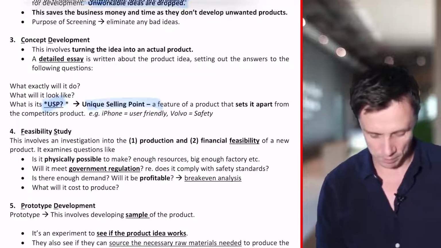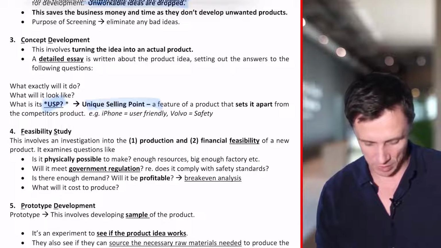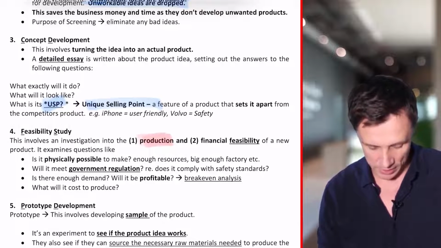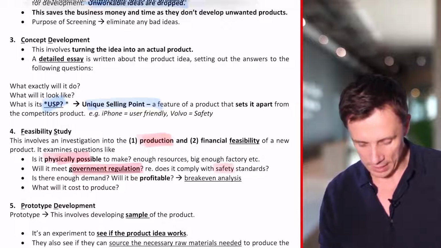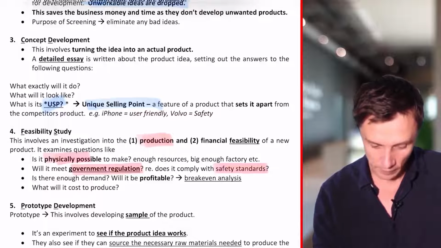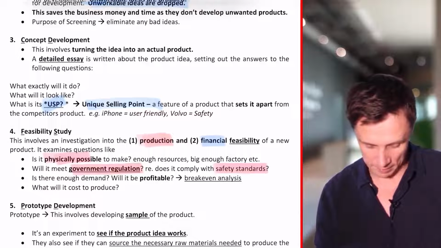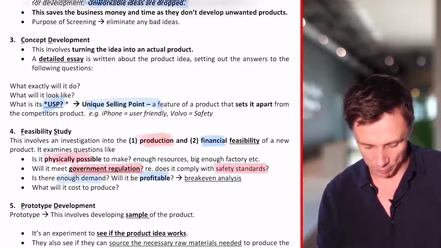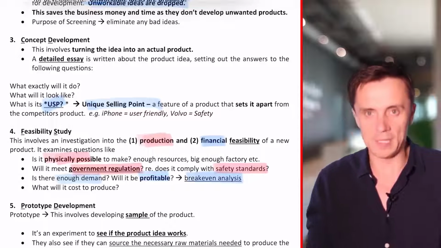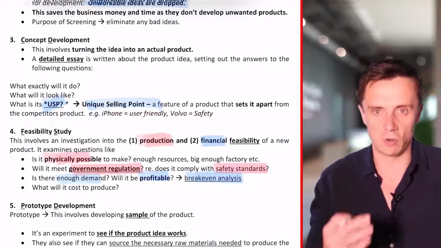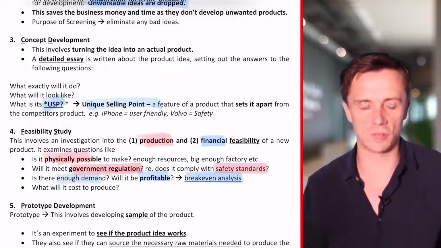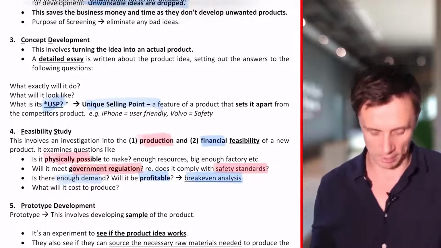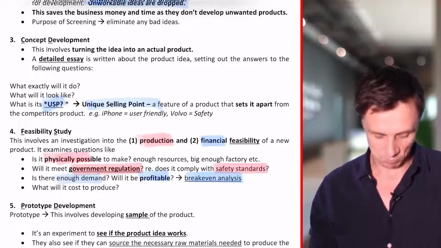When you're looking at the feasibility in terms of production, you're seeing there like, right, is it possible to make it? Will it comply with government laws? Will it meet the safety standards? Then when you're looking at the financial feasibility, you're like, right, is there enough demand? Can it be profitable? And you're making sure it meets a break-even analysis. You're basically seeing like, right, how many of these do we have to sell in order to break even? That's the sort of stuff that they want you to fire down when you're talking about a feasibility study.